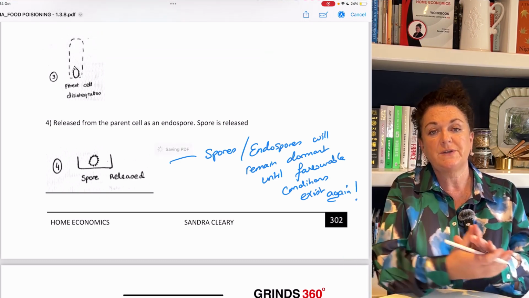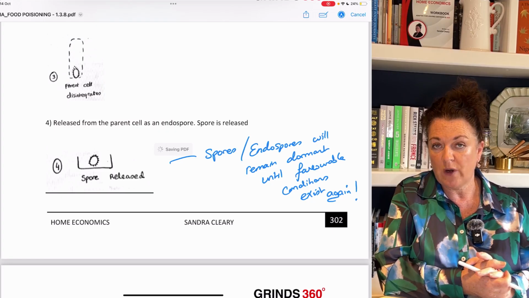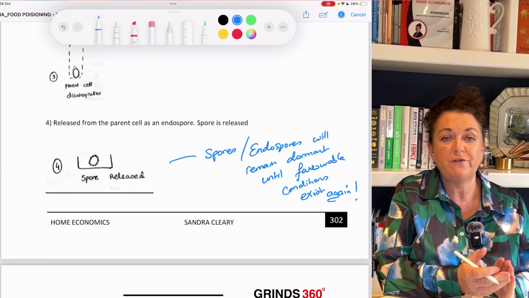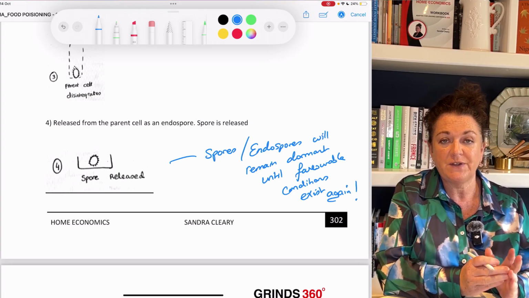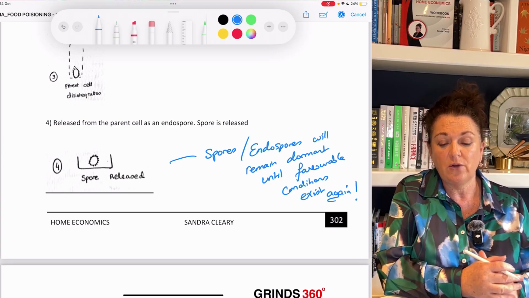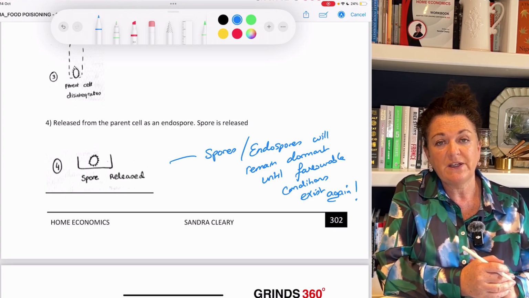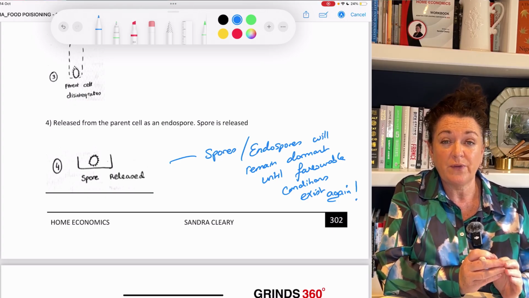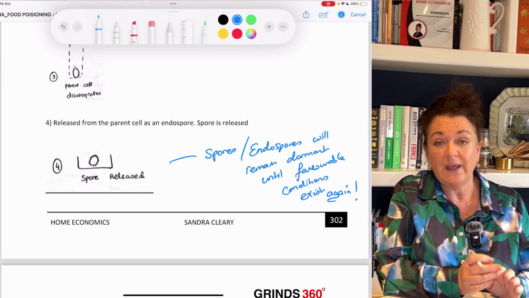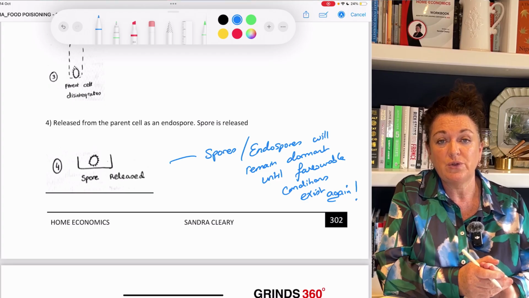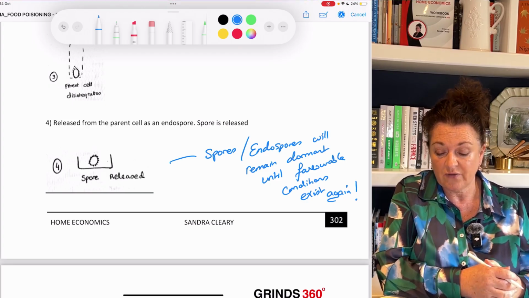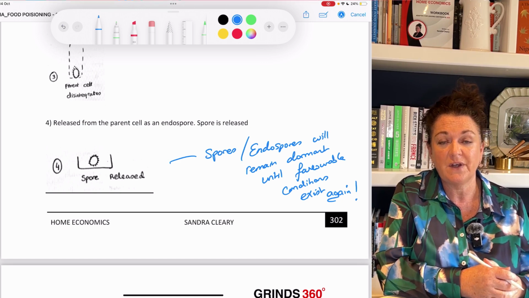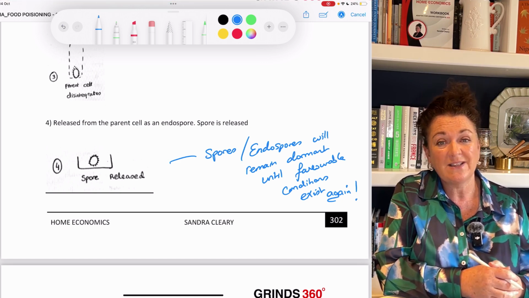So just to summarise there, make sure that you are familiar with the two different types of food poisoning and how they're caused: infectious and toxic food poisoning, and also to be aware that bacteria that are, I suppose, gram-positive with no flagellae have the ability to produce these spores to continue on their existence and survival of the fittest. So that completes today's lesson.